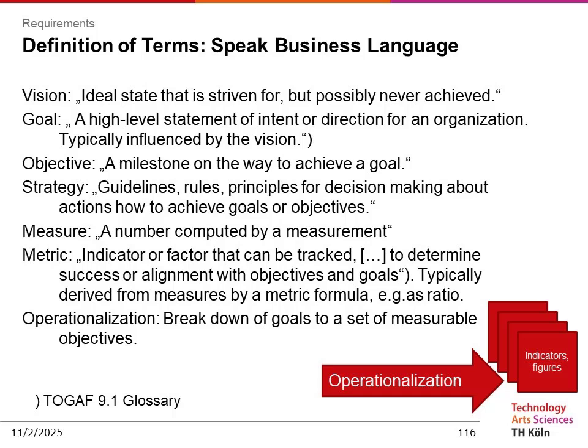We need clarity on things like vision versus goal versus objective, even measure versus metric. Glossaries like TOGAF can help here. Yes, this is critical. We toss these words around, but in requirements, precision matters hugely. The vision, that's the big picture, the ideal state you're aiming for. Often inspirational, maybe a bit fuzzy.